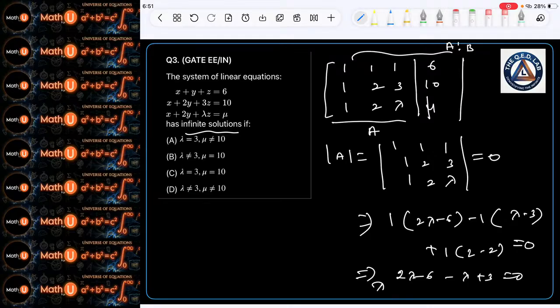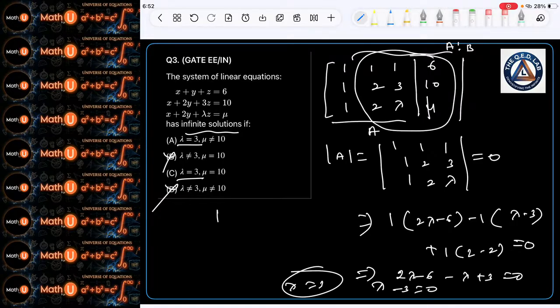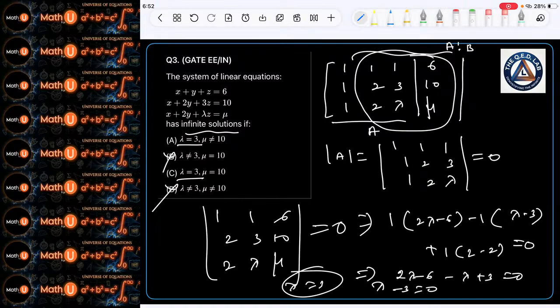We get lambda minus 3 equal to 0, lambda equal to 3. Here lambda equal to 3 is there, here also there. You should eliminate this. If you want to say it is infinitely many solutions, this determinant should also equal 0: 1 1 6, 2 3 10, 2 lambda mu. This determinant should also be equal to 0. In place of lambda, consider 3. You get mu equal to some value.